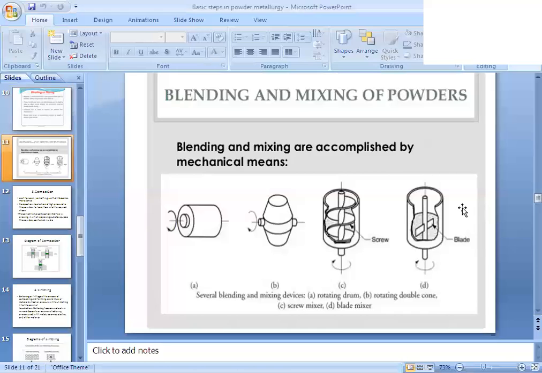Both are there. First one is the rotating drum, second one is the rotating double cone, third one is the screw mixer, and fourth one is the blade mixer. Okay, I hope everyone has seen it, at road construction time, building construction time and apartment construction time. Have you seen that six-wheel vehicle that has a drum? That drum is always rotating. Inside the drum, have you seen anybody?